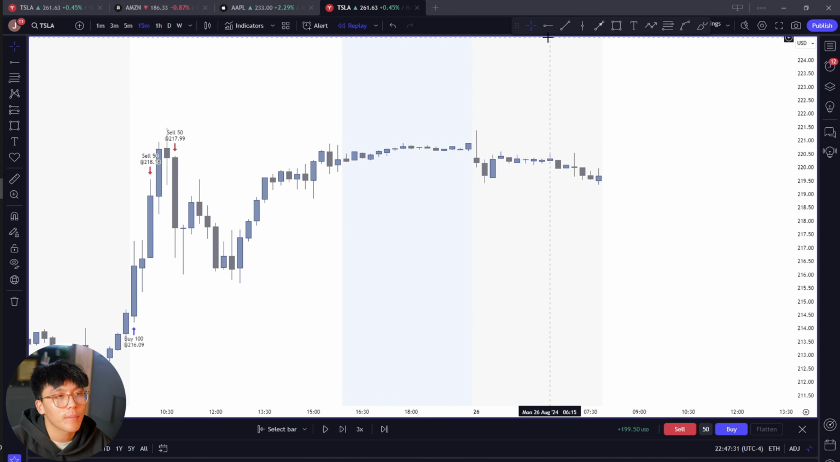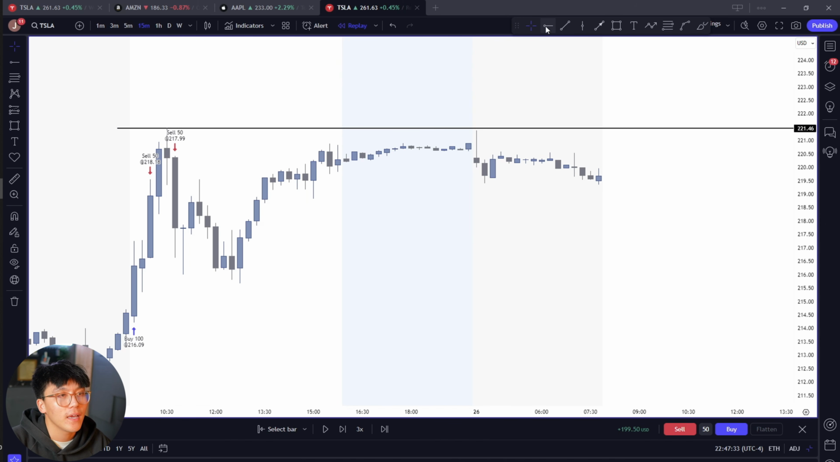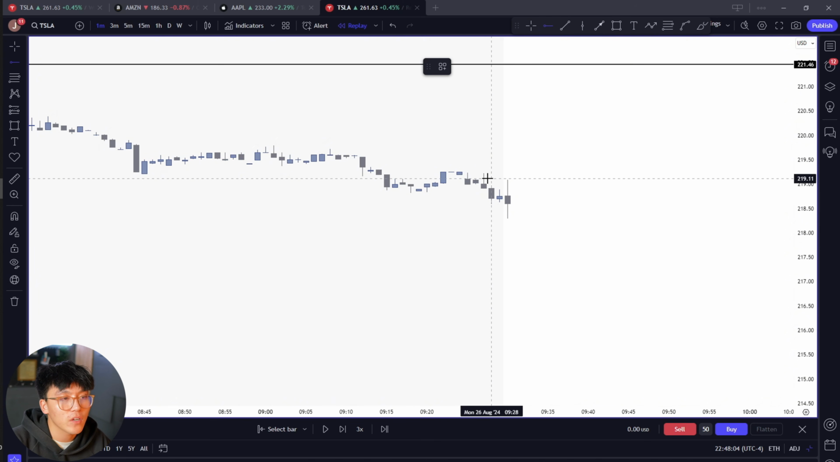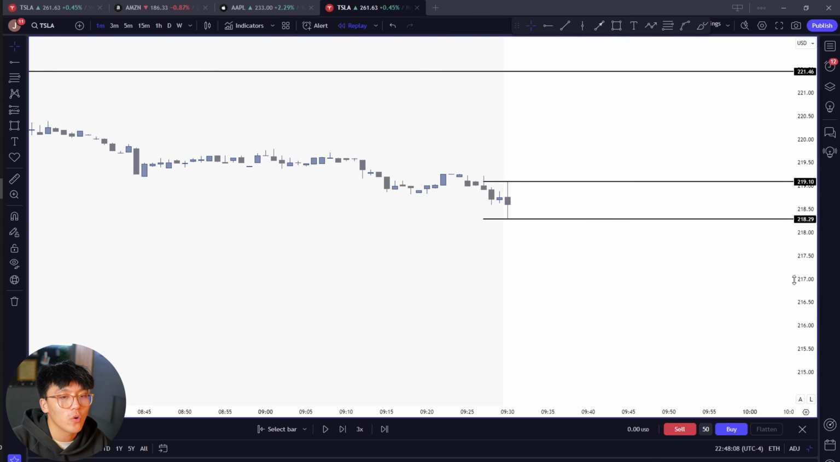And of course, we're going to mark out your previous day's high and your previous day's low. After marking those out, we're going to mark out the first candle of market open. So you can see we have the first candle played out, and as always, we're going to mark out your opening candle high and your opening candle low.